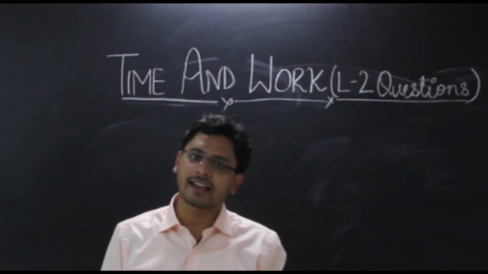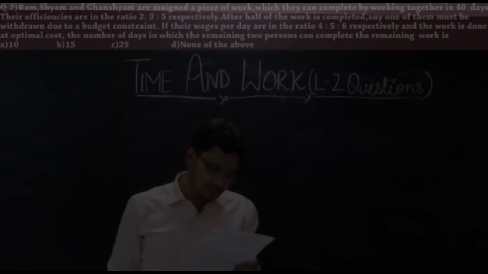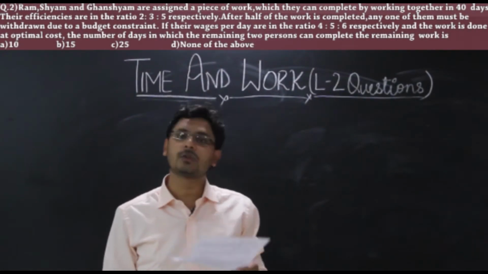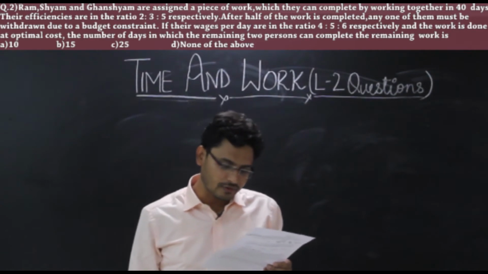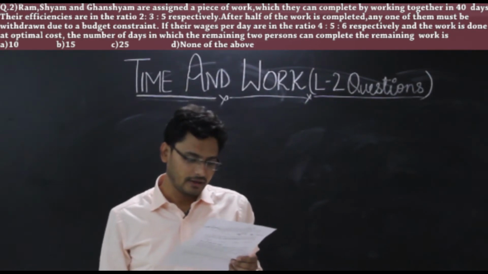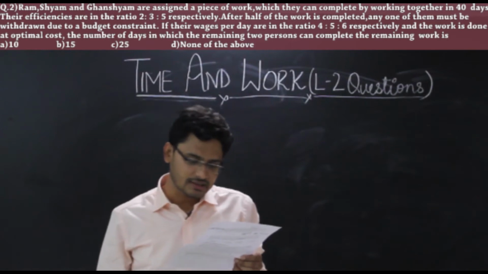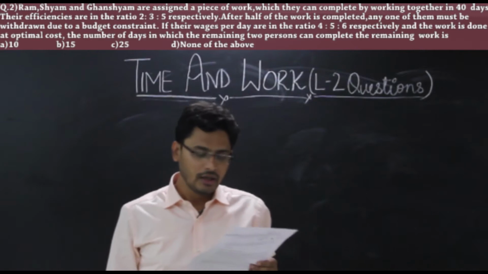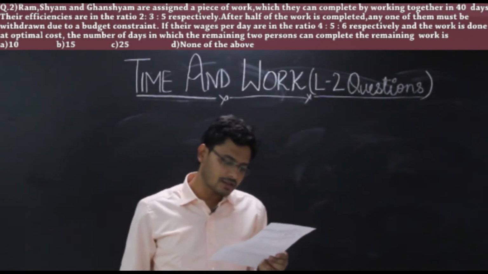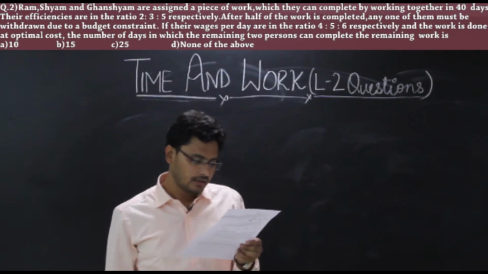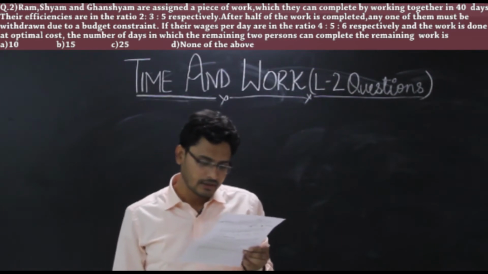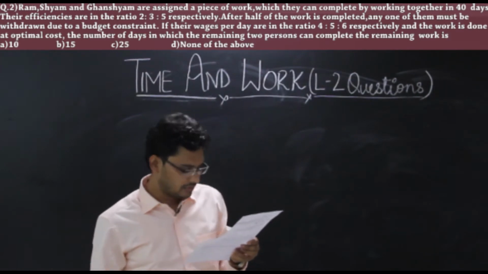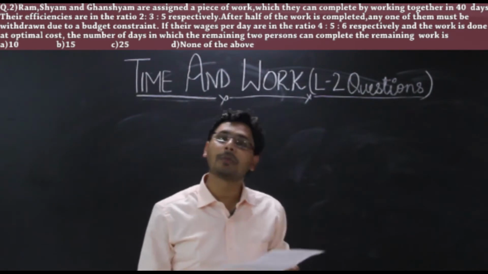Okay, let's start with the second question. The second question says like this: there are 3 persons, Ram, Sham and Ghansham. They do a particular work together in 40 days. Their ratio of efficiency is also given, 2, 3, 5. And he says after half of the work is completed, due to budget constraint, one of the persons must be left out. For deciding who must be left, he has given us the ratio of their wages per day, which is 4:5:6. So he is asking what is the minimum number of days to be taken by the rest of the 2 persons at an optimal cost.